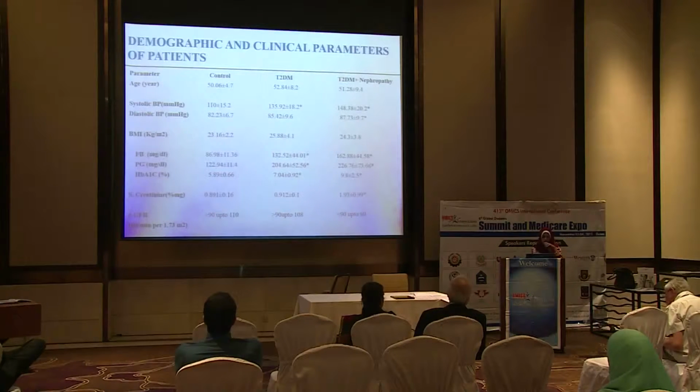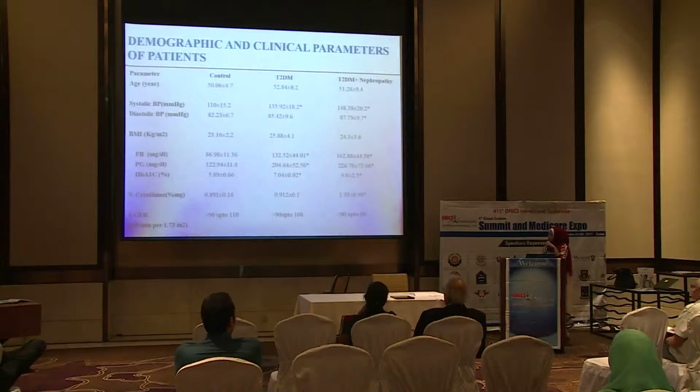These are the demographic and clinical parameters of the patients. We have chosen age and sex matched subjects in all 3 groups, and we find that in the nephropathy group, the blood pressure is very high. In diabetic nephropathy, this is significantly high compared to the control group, and the fasting blood glucose is also very high in diabetic nephropathy patients, and HbA1c is also high in diabetes and diabetics without complications. Serum creatinine is also significantly high in the diabetic patients with nephropathy.